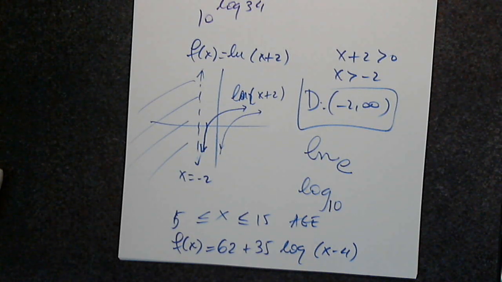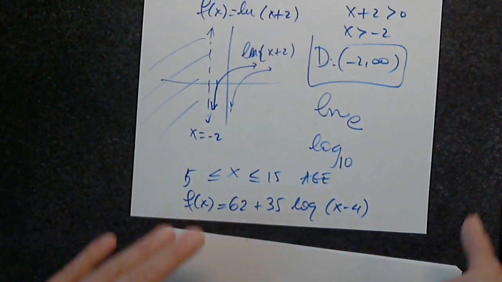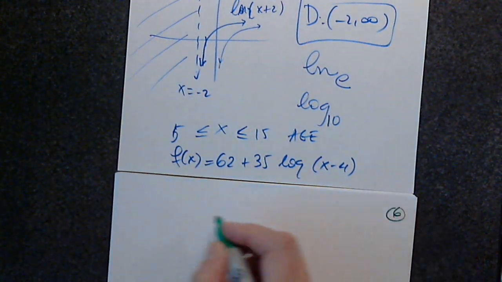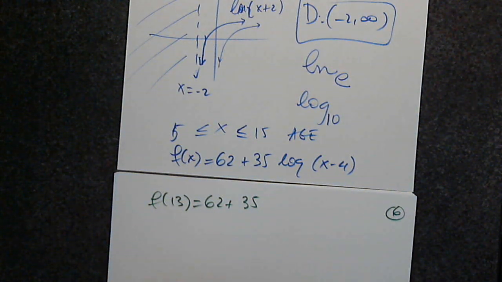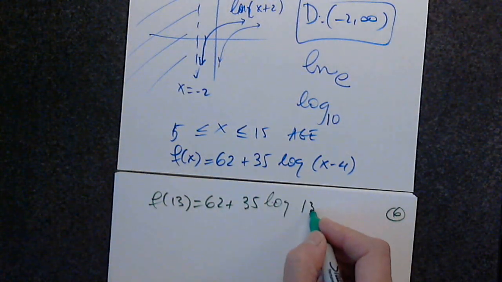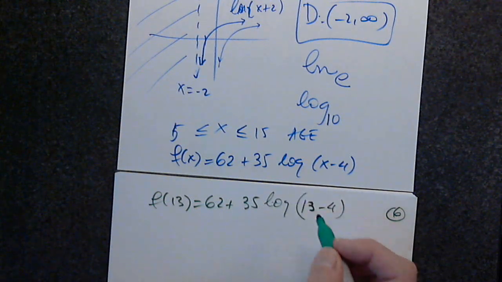So what do I have to write? What do I have to calculate? What do you think? The value of the function when x is 13. Exactly it. So let's do this together. So f of 13 equals 62 plus 35 log of 13 minus 4.